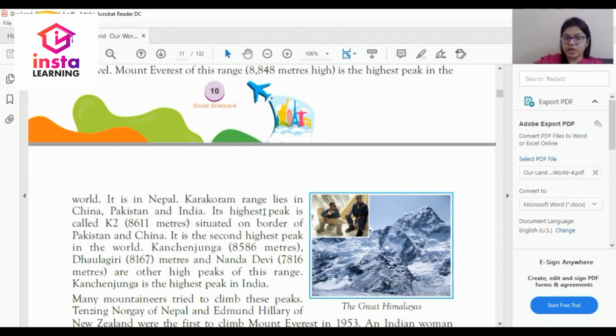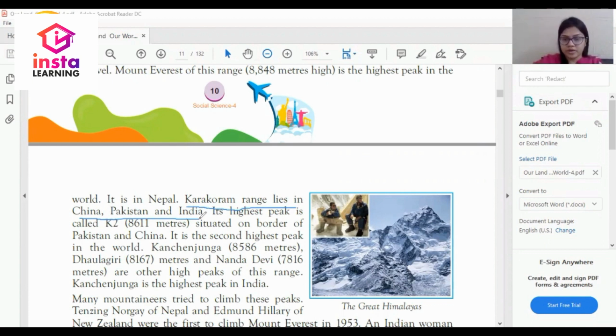Karakoram range lies in China. This is again a very important question. Karakoram range lies in China, Pakistan and India. So again this is a very important question.